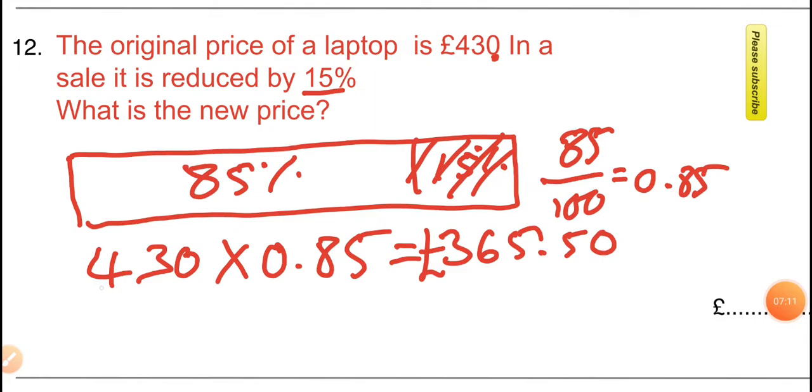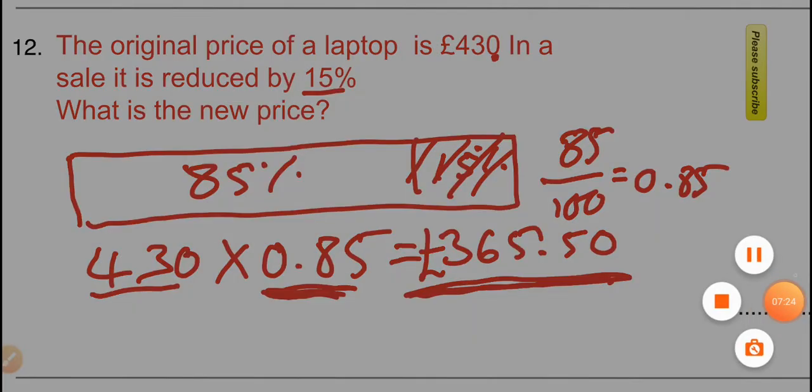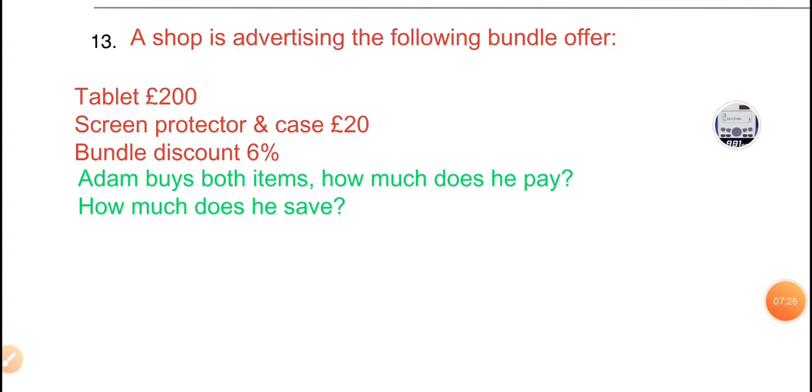So as you can see, a laptop that was £430, after it's reduced by 15%, the decimal multiplier will be 0.85. The new value, the sale price of the laptop, will be £365.50. Question 13. A shop is advertising the following bundle offer.